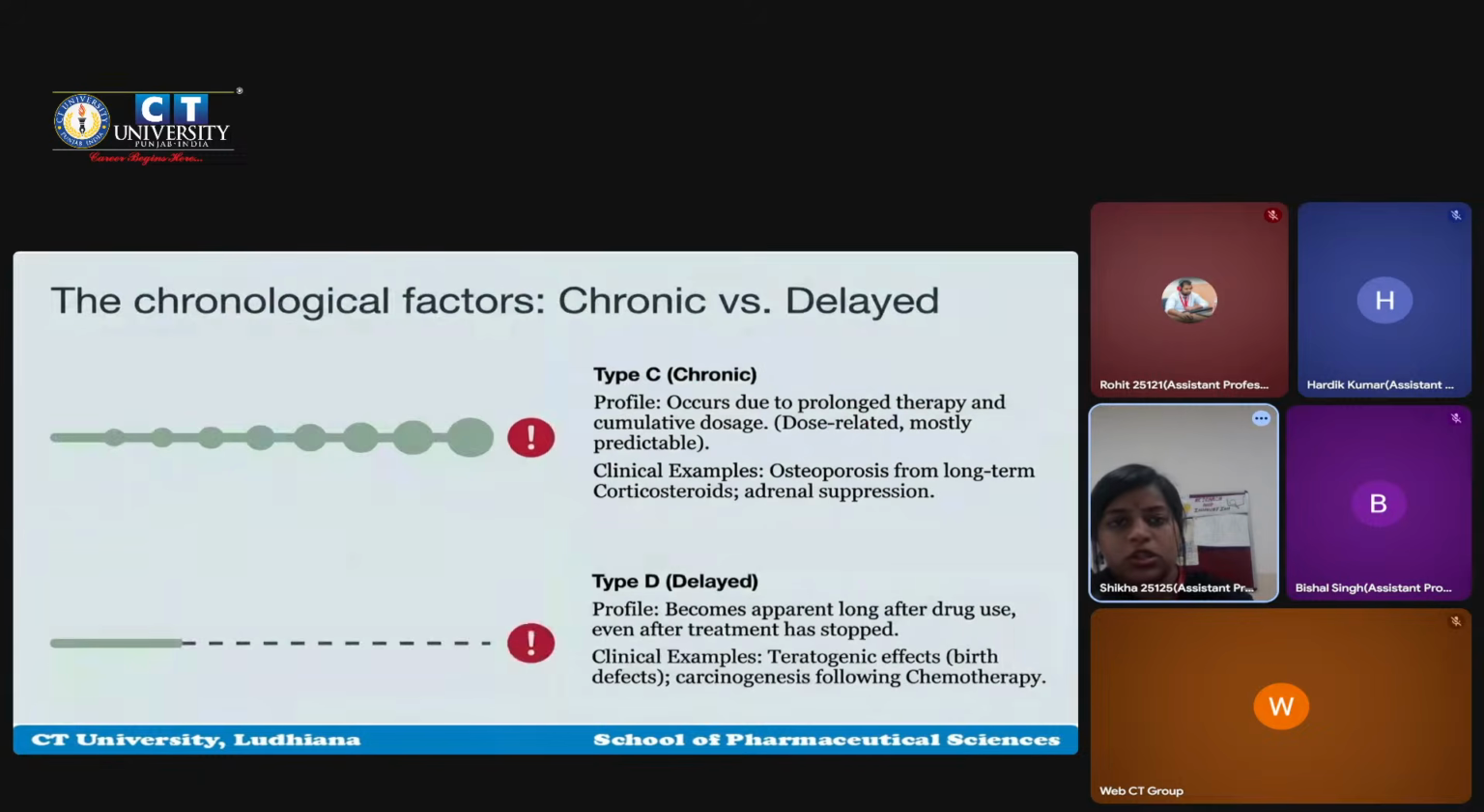So moving on to the third type, that is the chronological factors, that is chronic versus delayed.